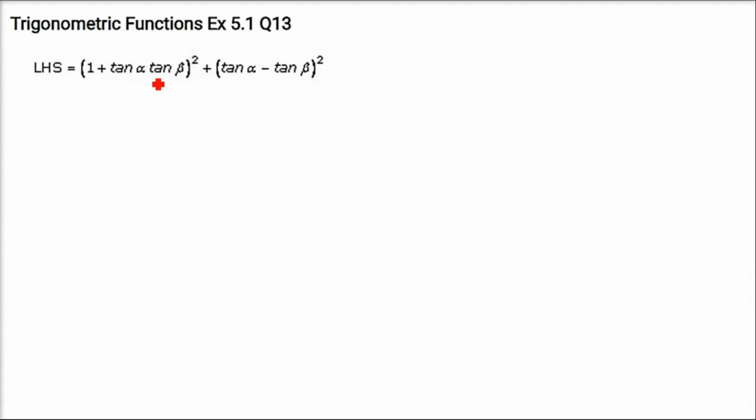Next one is (1 plus tan alpha tan beta) whole square plus (tan alpha minus tan beta) whole square. So let us just open it. This is (a plus b) whole square. So it will be 1 square plus (tan alpha tan beta) whole square, plus 2 into 1, that is 2 only, tan alpha tan beta.